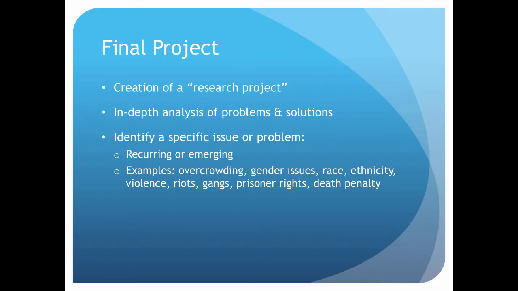Okay, so it could be gender issues. Those gender issues could be about staff or inmates, either one. Race, same thing. It could be staffing levels, it could be the inmate population. Ethnicity, violence inside the facilities, riots. Violence might be assault on inmates by staff, assault on inmates by other inmates, those types of things. Gangs in the prison system, prisoners' rights, death penalty, all of those kinds of things would be correctional systems issues. Okay, we're not talking about the courts and we're not talking about the legislative process.